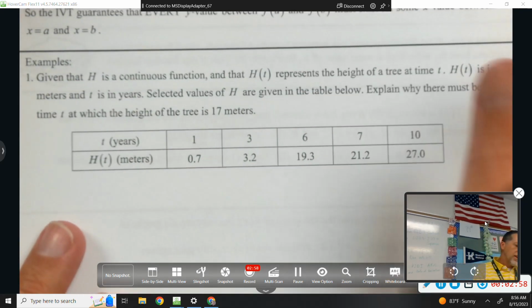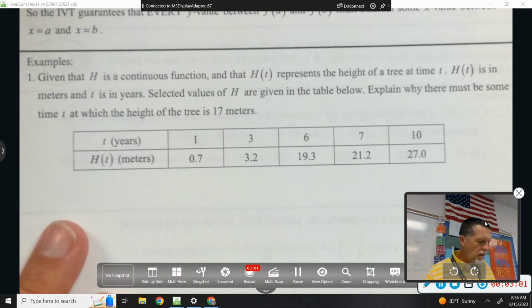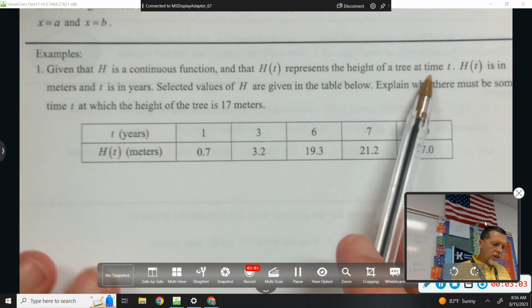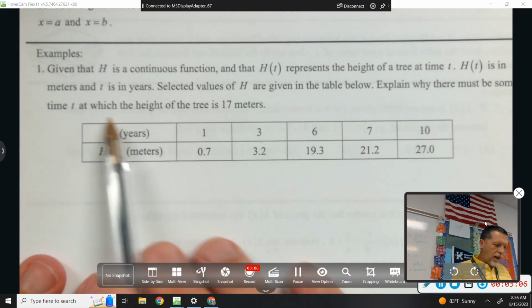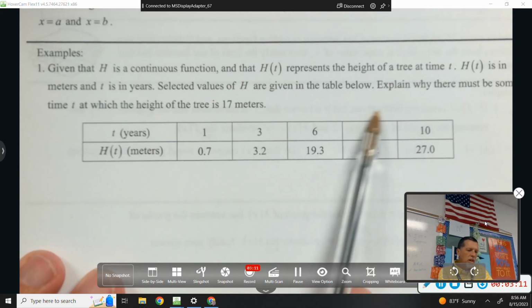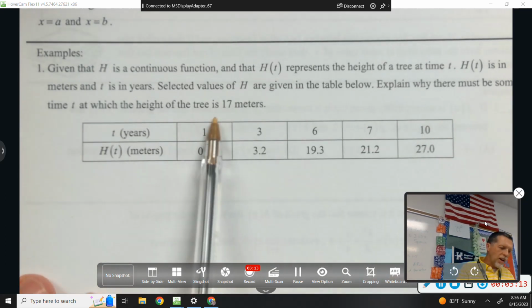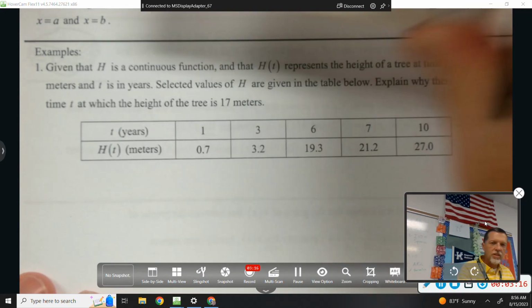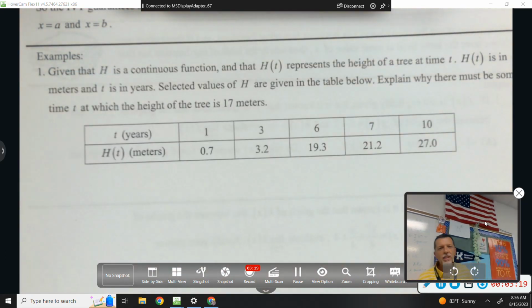Let's do an example. Given that h is a continuous function, h of t represents the height of a tree at time t. H is in meters, t is in years. And we don't have a formula, but we have a table. Explain why there must be some time at which the height of the tree is 17 meters. So you tell me, how do you know that the tree is 17 meters at some time? It has to grow. And it goes up to 27. So 17 has to be there.